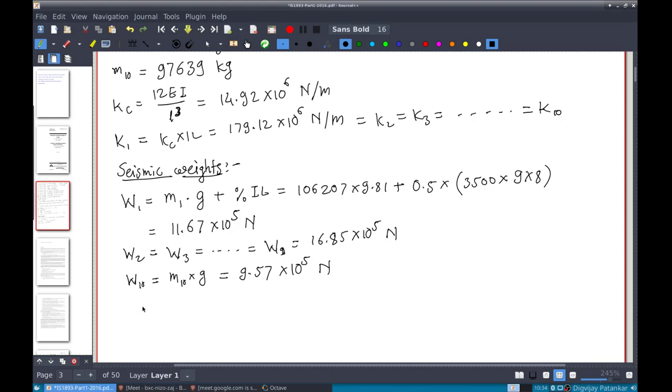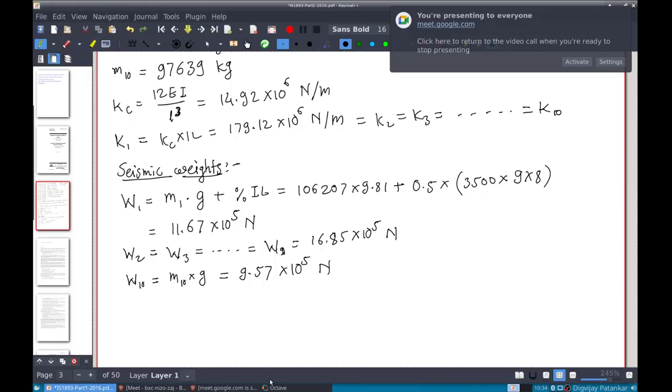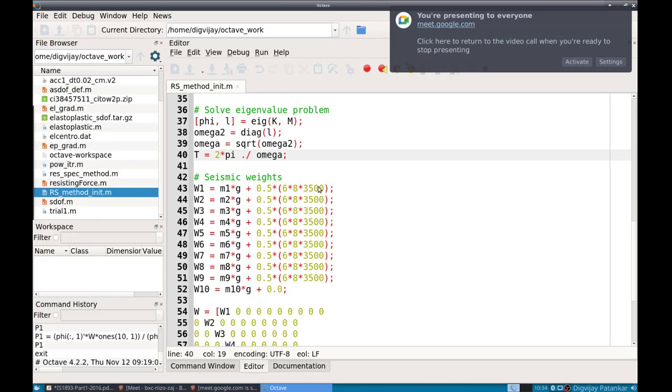These are seismic weights. So let us substitute these values here. Sorry, tell me the values once again. No, I have actually written here in the code. So it is just 9.